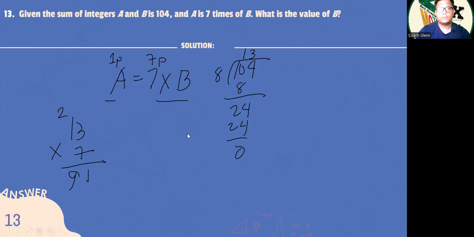Wait. Oh, no. Swap. Since we're looking for b, b is the smaller one. So b is 13. That's 1 part.